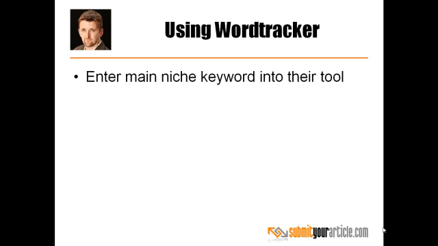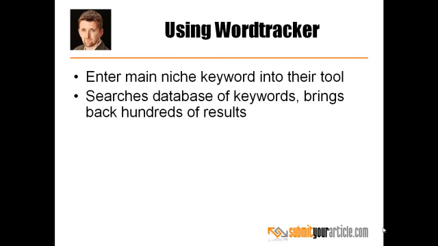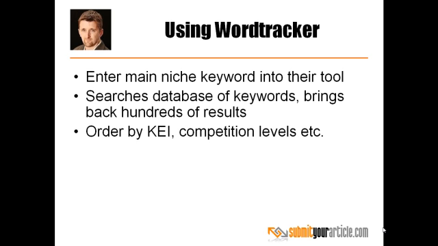So you enter your main niche keyword into their tool, for example dog training, and it then goes through its entire database of keyword information and brings back literally hundreds of potential results, which you can then order by KEI, competition levels and so on.